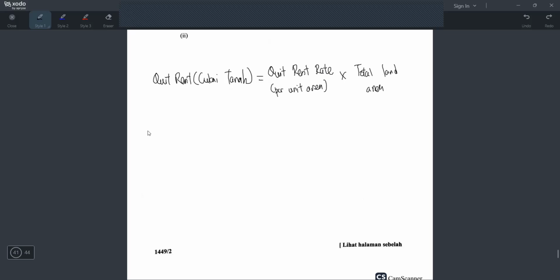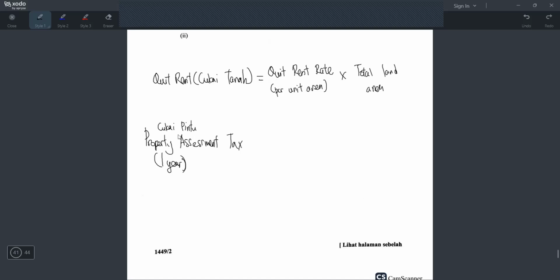Right. Next thing I want to talk about is the property assessment tax, ataupun dalam bahasa Melayu, cukai pintu. Okay, property assessment tax. So the property assessment tax is cukai pintu, but I want to mention this is for 1 year. So in bahasa Melayu is cukai pintu.